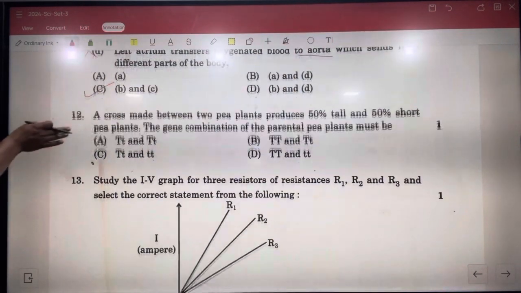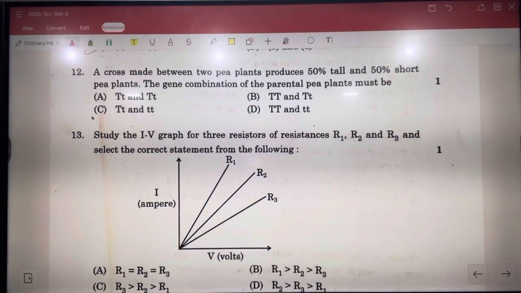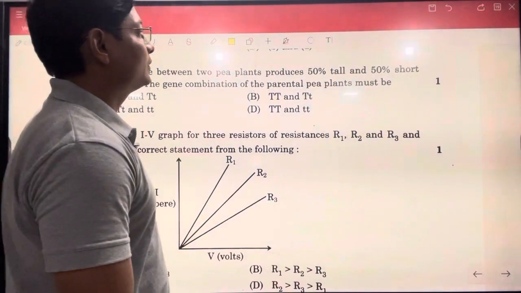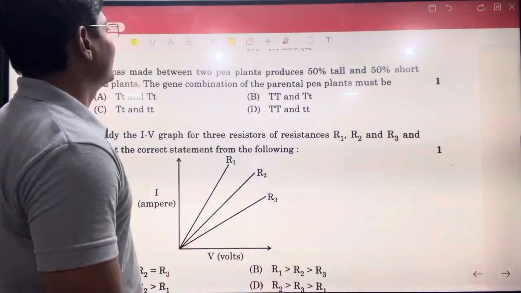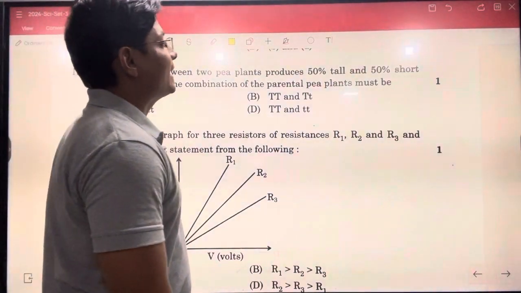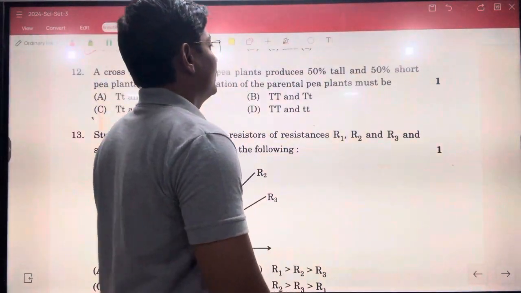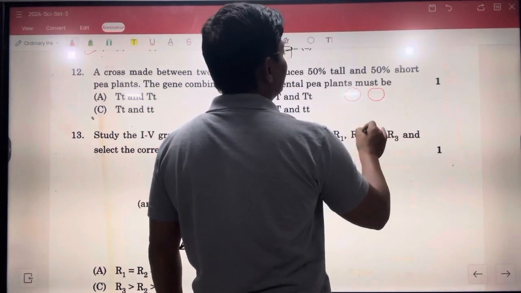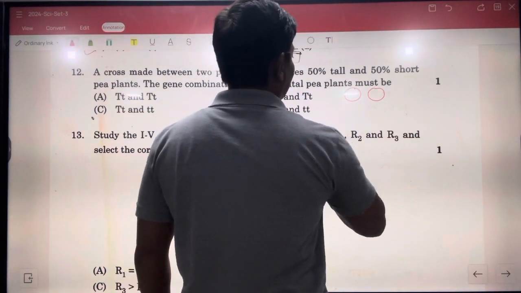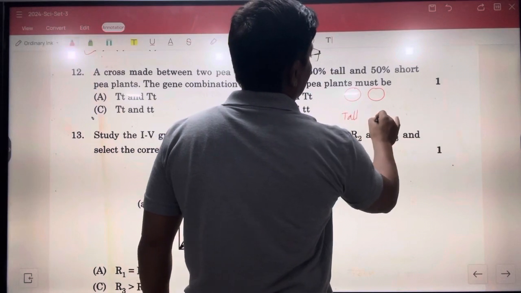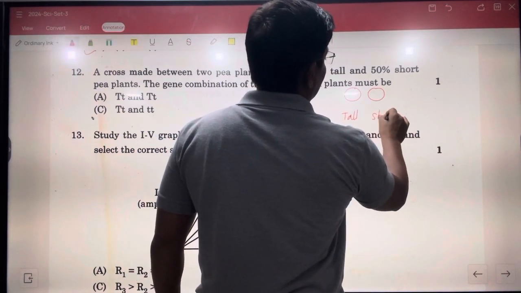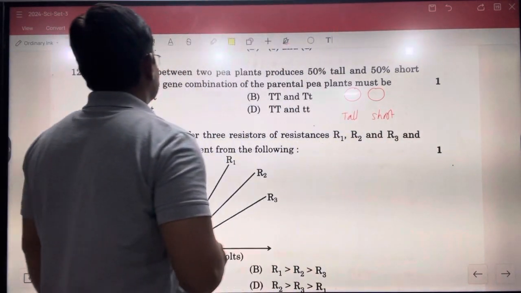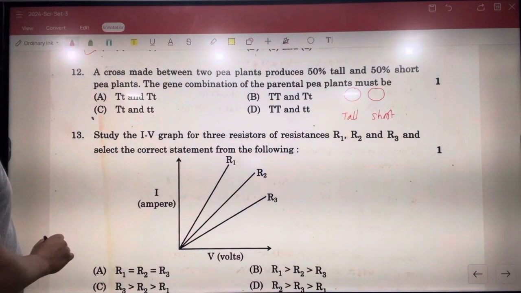Fine. Then going to the 12th question. A cross made between two pea plants produces 50% tall and 50% short pea plants. The gene combination of the parental pea plants must be. So here we have to select the two parents who will produce 50% as tall and 50% as short. So which of the gene combinations we have to select?